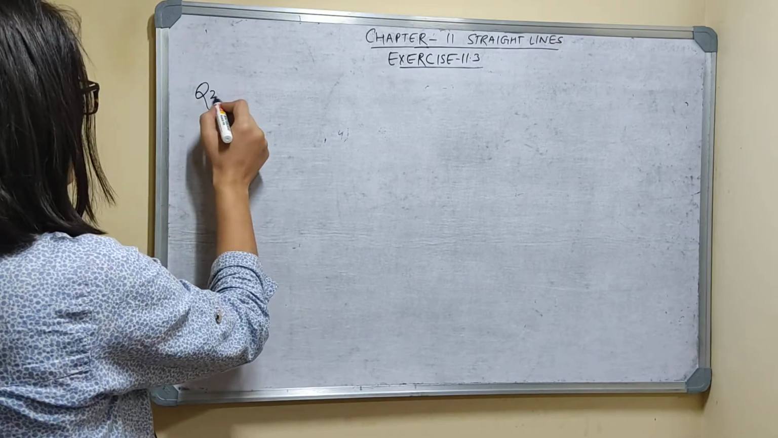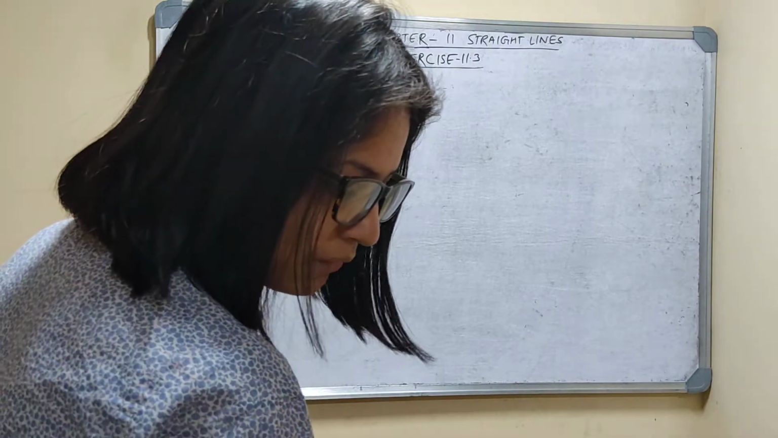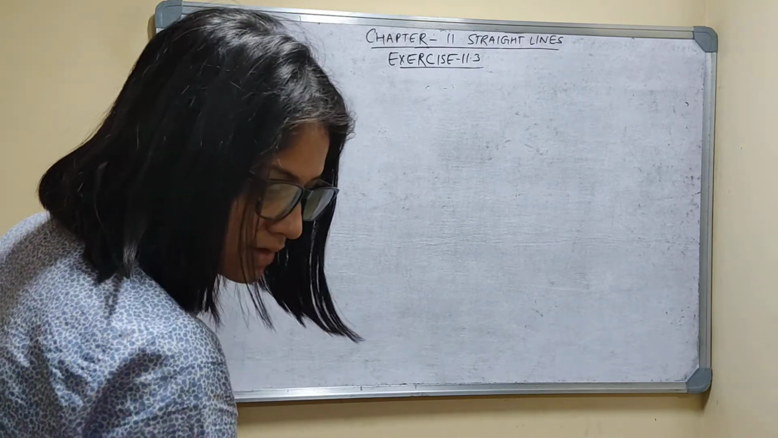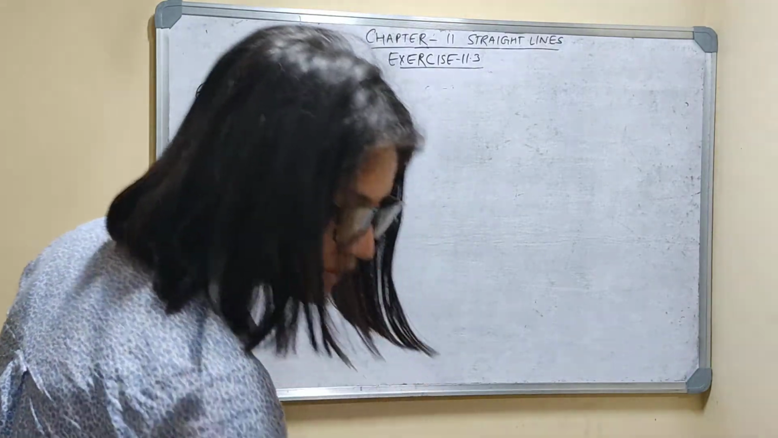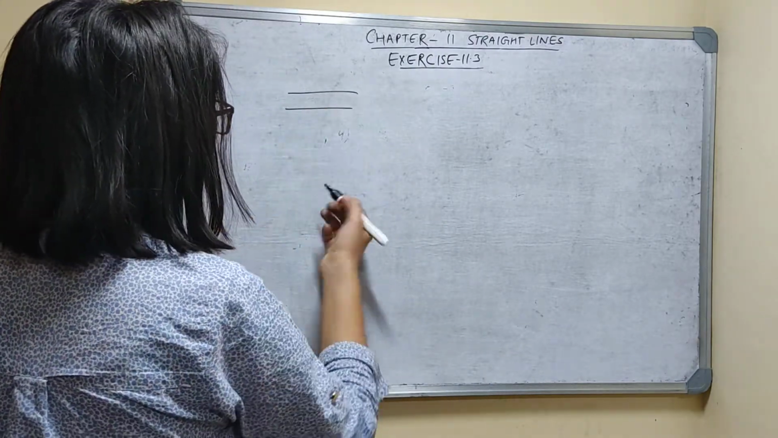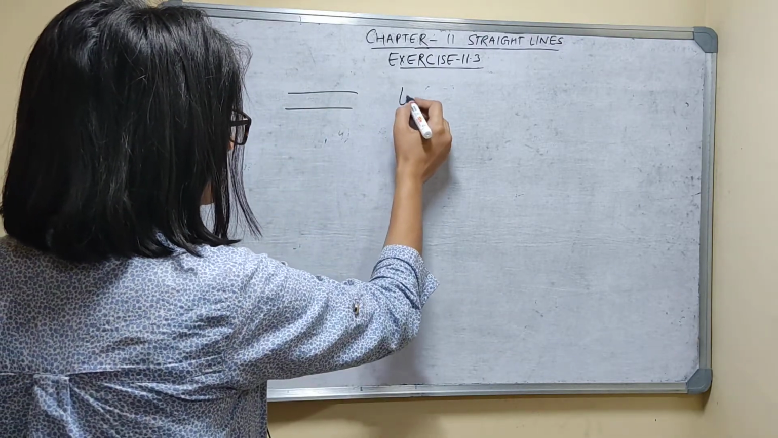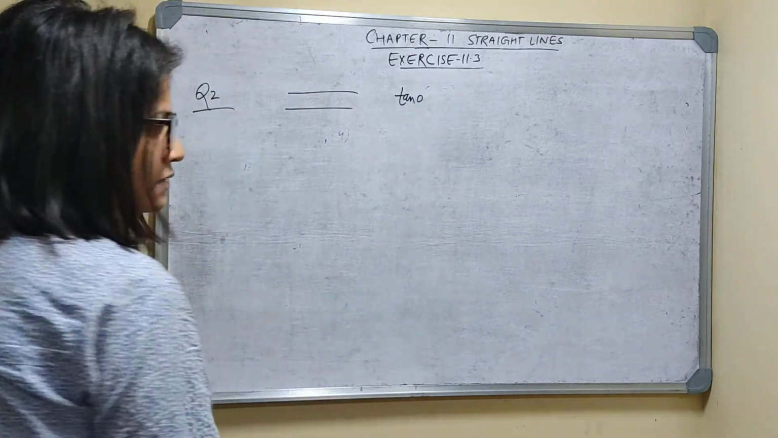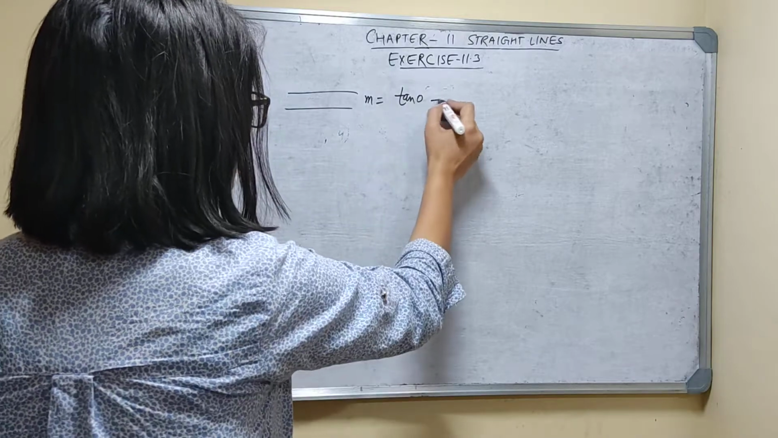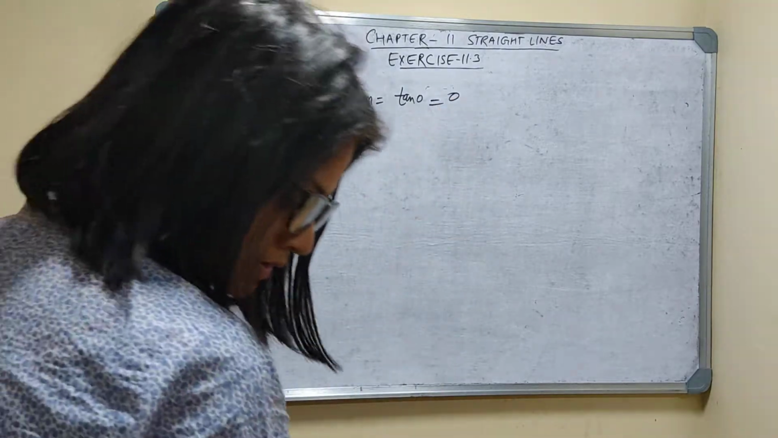Question number two. Find the slope of a line whose inclination is 30 degrees. What is the slope of a line which is parallel to the x-axis? For a line parallel to the x-axis, inclination is what? 0 degrees. m is equal to tan theta, tan 0 is equal to what? 0. Is it clear?